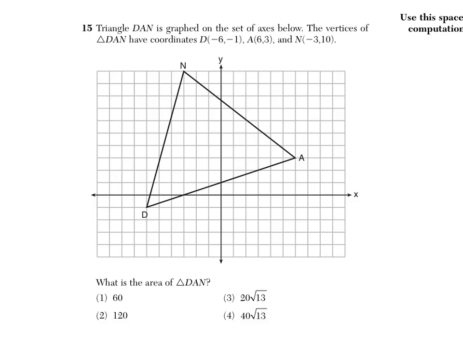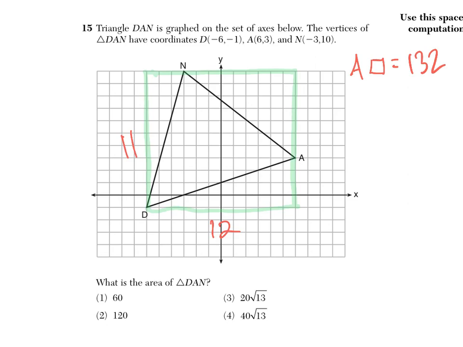The first thing I'm going to do is encase this in a rectangle. I'm going all the way until each vertex lines up with the edge of the rectangle. Then we add across: up and down is 11 units, and across is 12. So the area of this rectangle is 11 times 12, which is 132. Great.